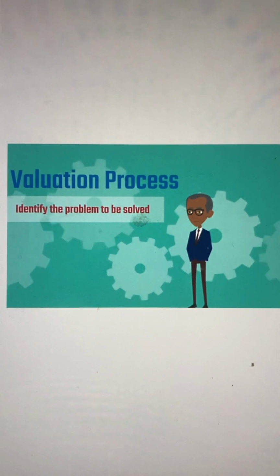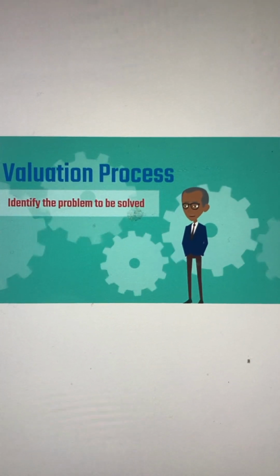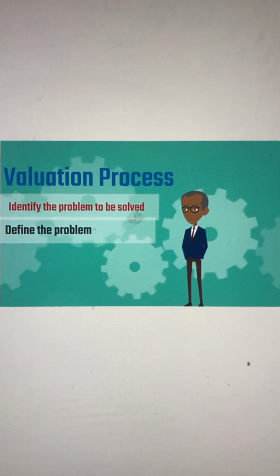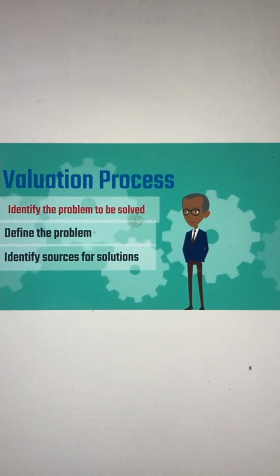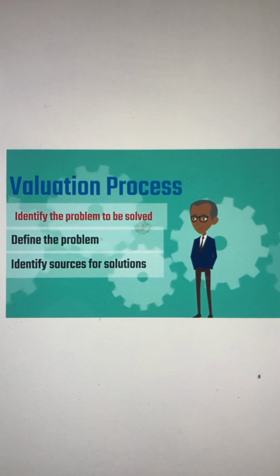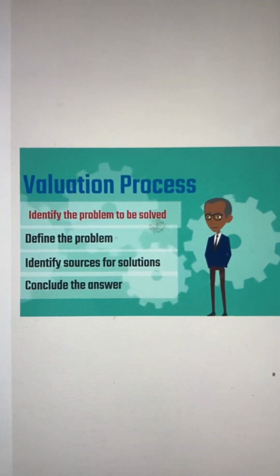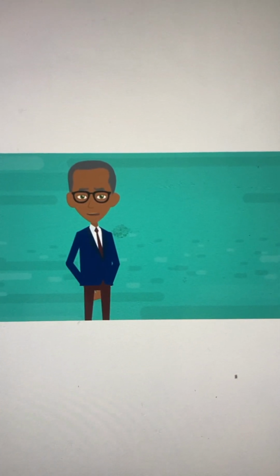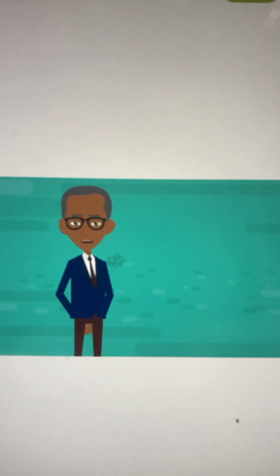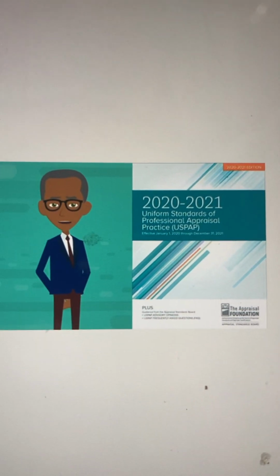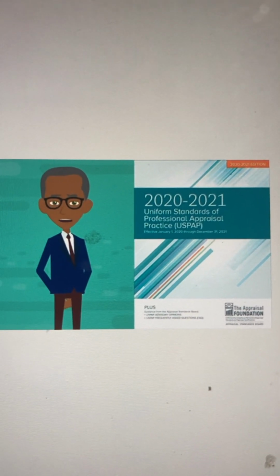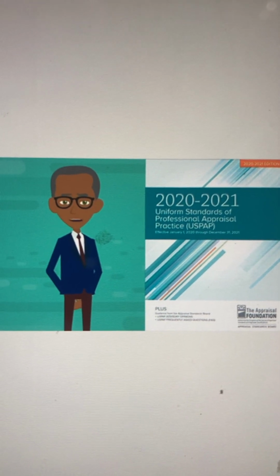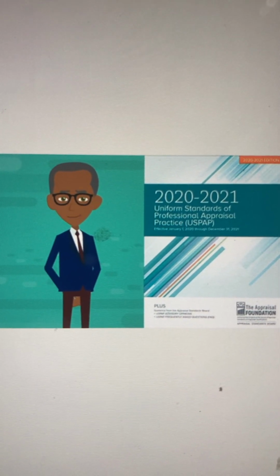In answering USPAP questions, a three-step process can be employed. Step 1, define the problem. Step 2, identify sources for solutions. Step 3, conclude the answer. In the previous chapter, you refamiliarized yourself with the contents of the USPAP publication. Now, the course will turn to developing a process for how to quickly answer USPAP-related questions using the publication.